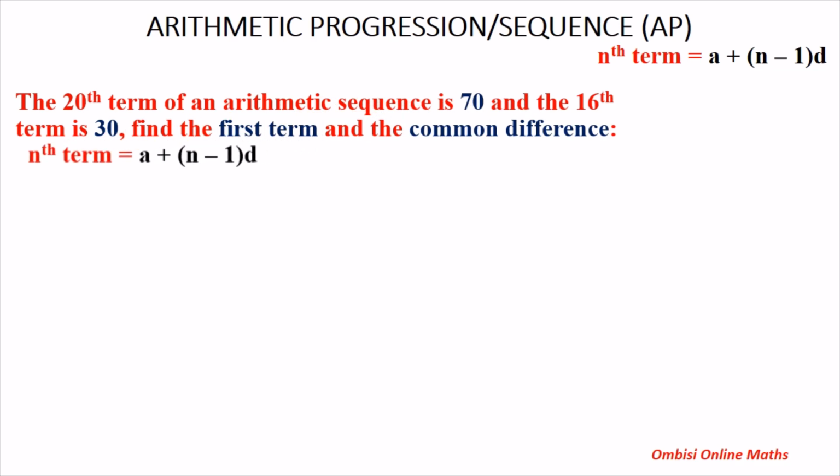a plus into brackets n minus 1 close brackets d. So in our question here, the 20th term is given by a plus into brackets 20 minus 1 d. So this translates to 70 because they have said the 20th term is 70. So this simplifies to a plus 19d equals 70. We'll call it equation 1.